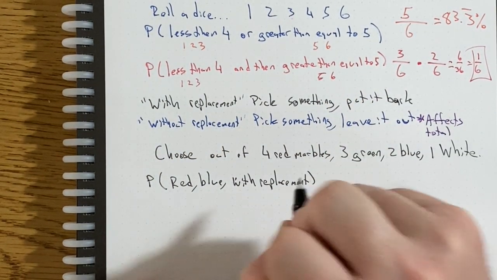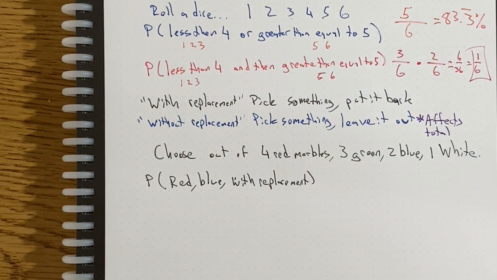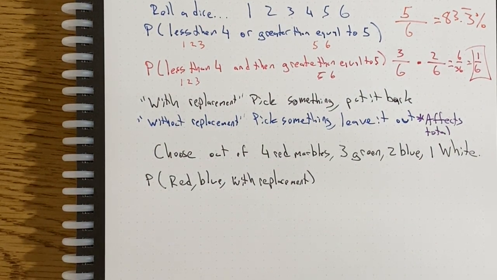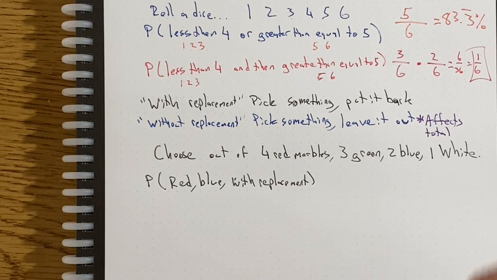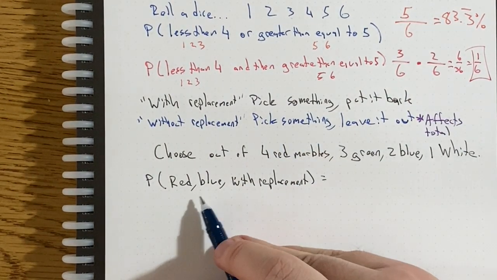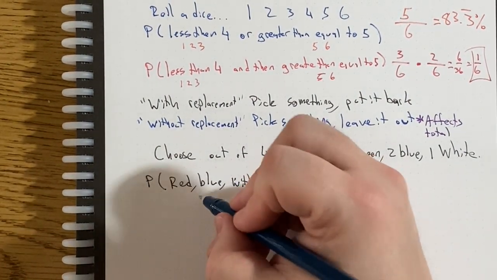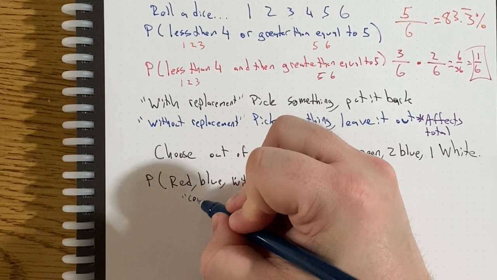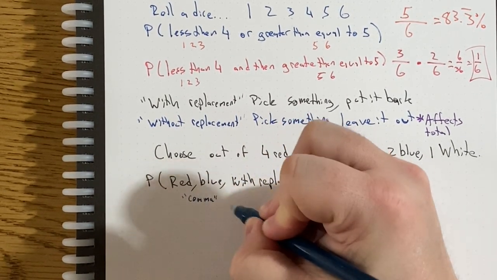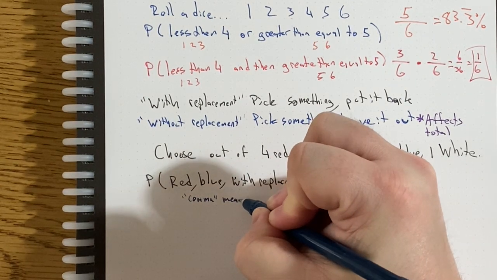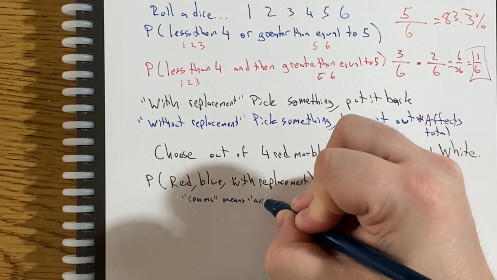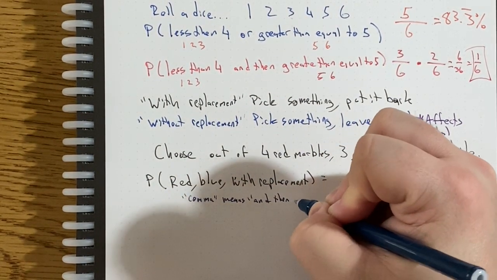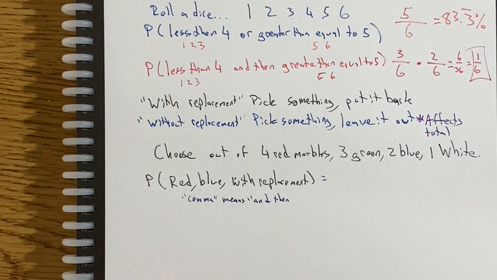So with replacement means you're going to choose something, and you're like, nope, I wanted a blue. You put it back, and then you choose again. So, comma, means and then. So it's just a shortcut. So you don't have to keep writing and then, and then, and then.